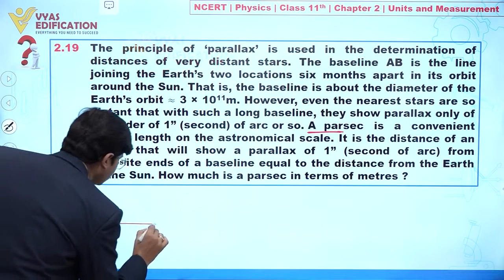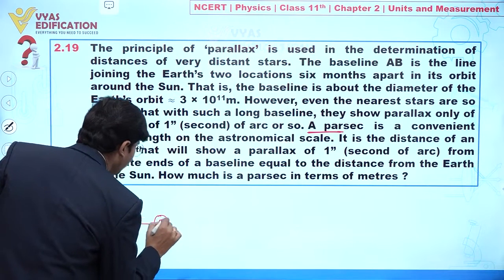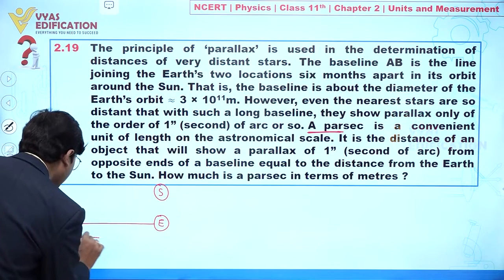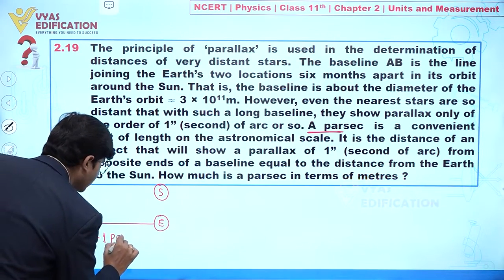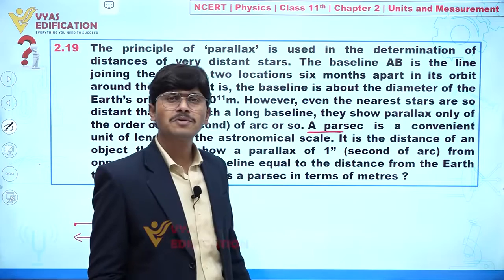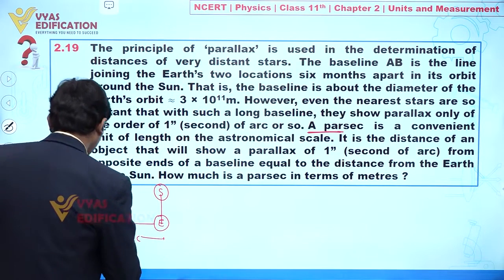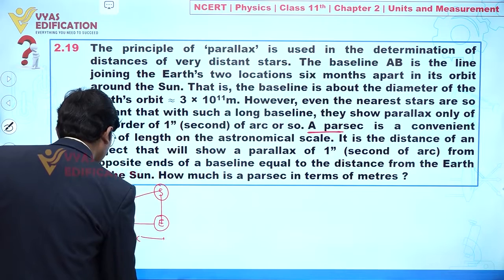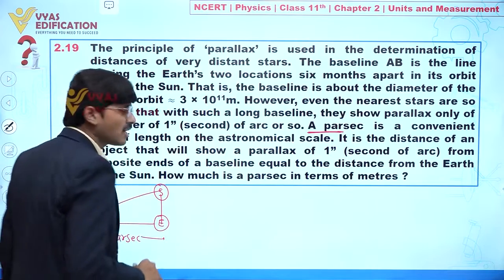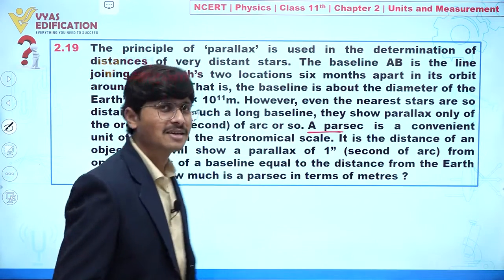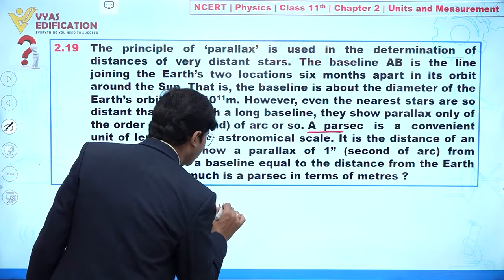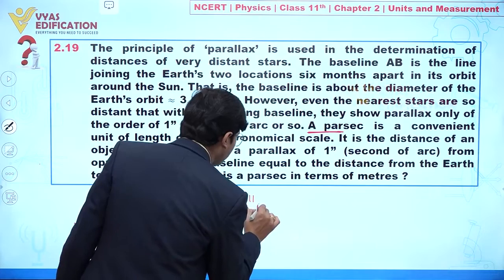Clear? And let's suppose this is earth. Let's suppose this is sun. Clear? So actually we are taking this distance as 1 parsec, and let's suppose an arc is formed here, and this angle is what? This is 1 second. Clear? And this arc length is equal to the distance between earth and sun. We can say this is equal to 1 astronomical unit, and this is equal to 1.496 into 10 to the power 11 meter.